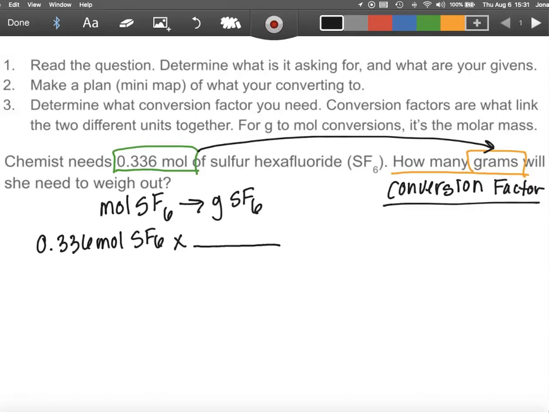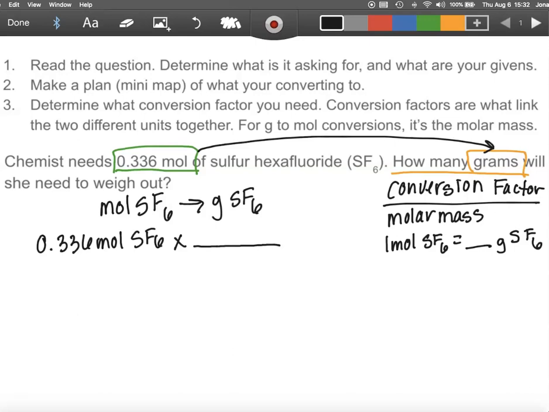Now let's ask ourselves, what is the conversion factor between grams and moles? What is the thing that they have in common? In this case, ladies and gents, it is the molar mass, which you should have read about on the previous slide. According to the definition of molar mass, 1 mole of SF6 will have a certain weight in grams. Well, we have to calculate that, okay?